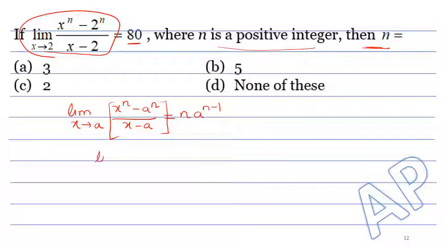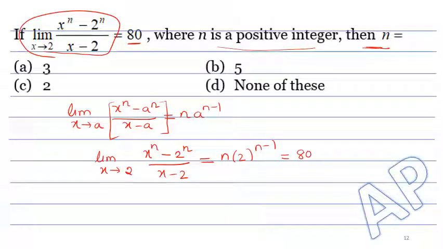That is, we have the limit as x tends to 2 of x to the power of n minus 2 to the power of n by x minus 2 is equal to n into 2 to the power of n minus 1, which is equal to 80. This is given. Now we can choose the right answer by the inspection method. I have n into 2 to the power of n minus 1 is equal to 80.